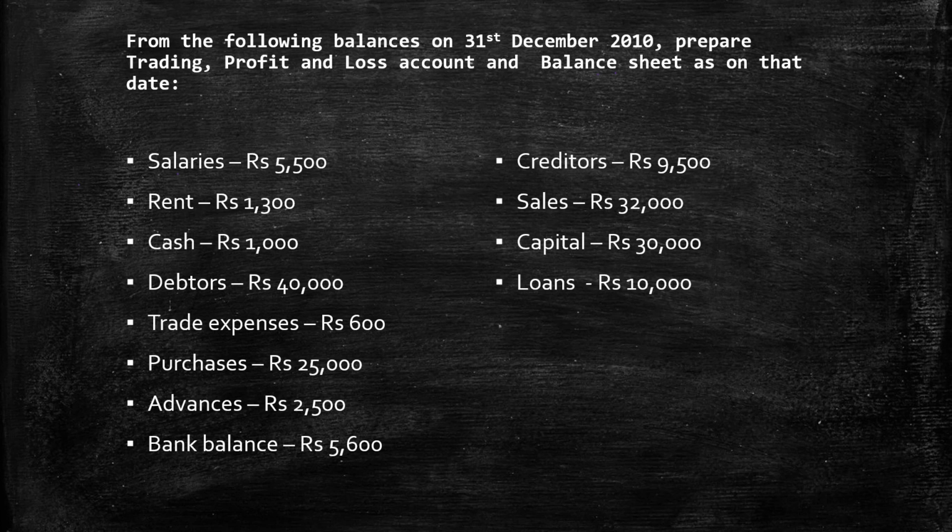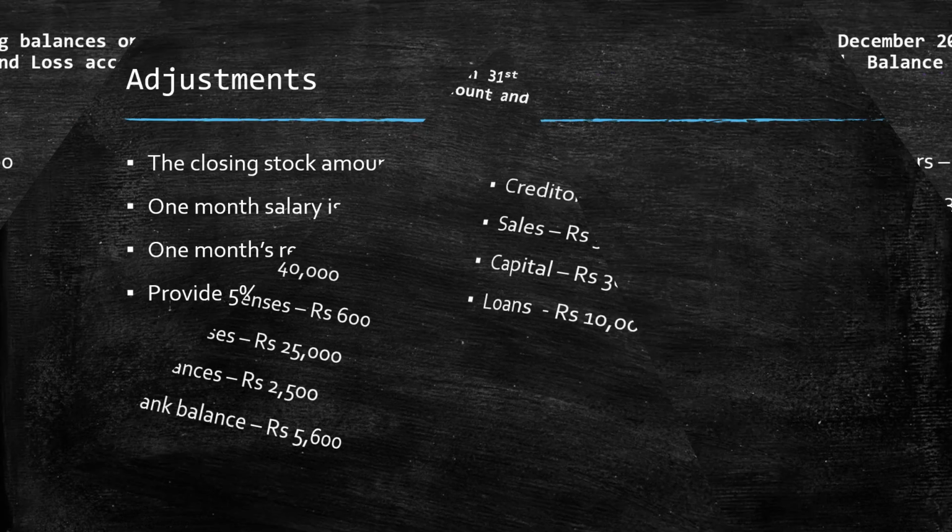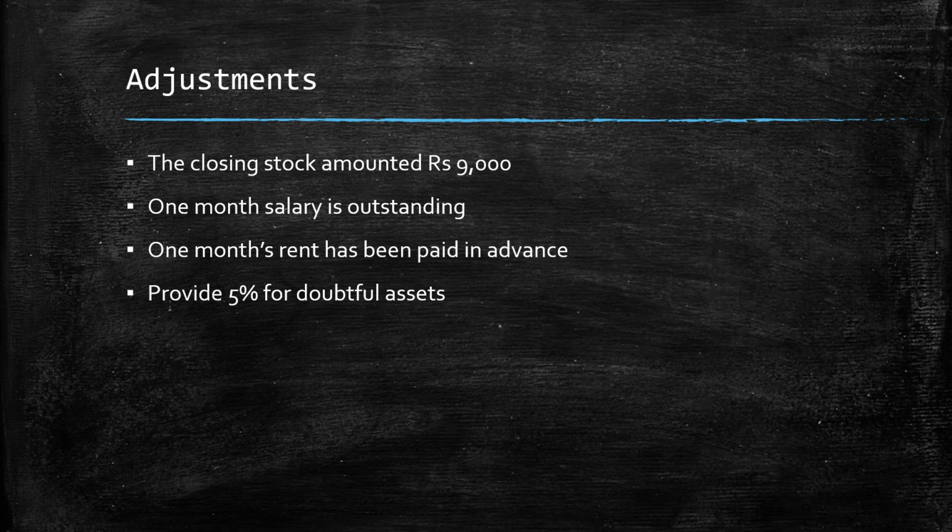25,000, advances rupees 2,500, bank balance rupees 5,600, creditors rupees 9,500, sales rupees 32,000, capital rupees 30,000, loans rupees 10,000. So next one, adjustments. The closing stock amounted to rupees 9,000.